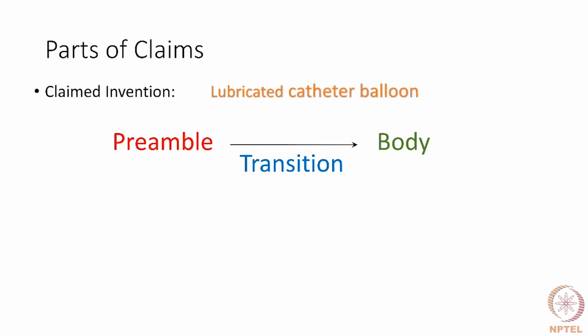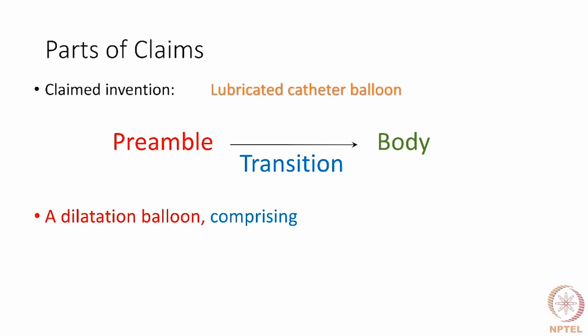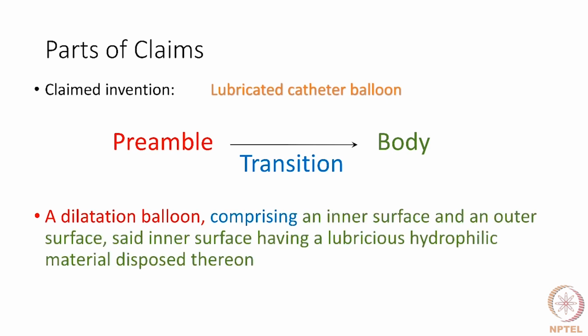Let's take this claimed invention, lubricated catheter balloon. A dilatation balloon, which is the preamble, comprising, the transition, an inner surface and an outer surface, said inner surface having a lubricious hydrophilic material disposed thereon. Now what is highlighted in green is the body. And you can see that the body is connected to the preamble through the transition. The transition is a verb, a verb of action, comprising.